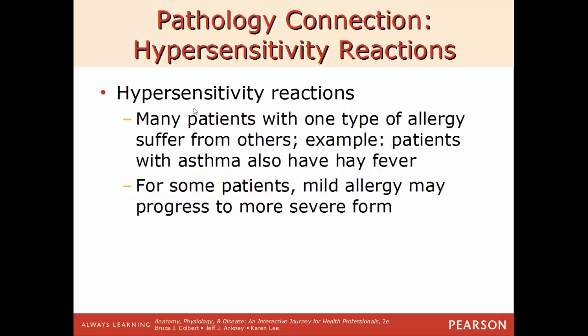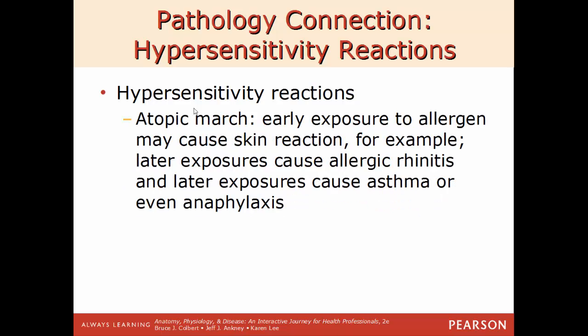Now, most people who have one type of allergy also suffer from others. A person that has asthma may also have hay fever allergies. And for some patients, a mild allergy may progress to become a more severe form of that allergy. Okay? And when it comes to hypersensitivity reactions, there's something called an atopic march. This is where an early exposure to an allergen may cause something simple like a skin reaction, but later exposure will cause allergic rhinitis, and then later exposures cause asthma or even anaphylaxis. The more exposures you get, the more progressive and severe the response is.